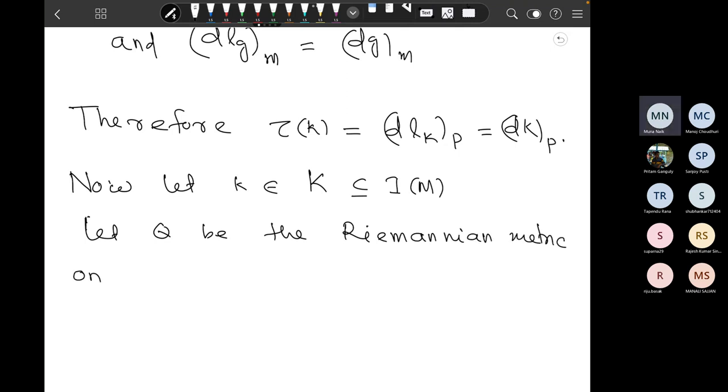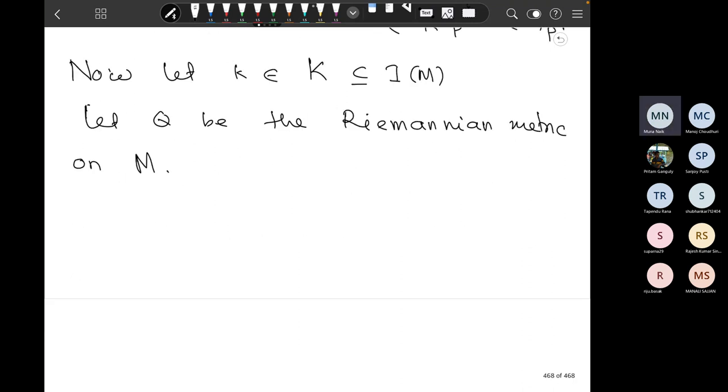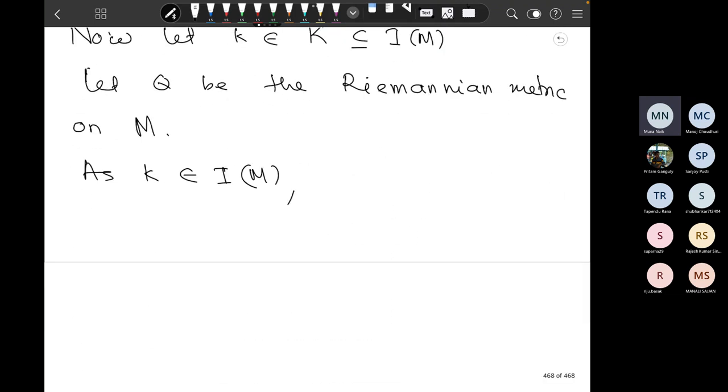Metric on M. So what you will get, this implies Q of K P, as K belongs to I(M). This will imply, let us go to the next page. Okay. So Q of K P.